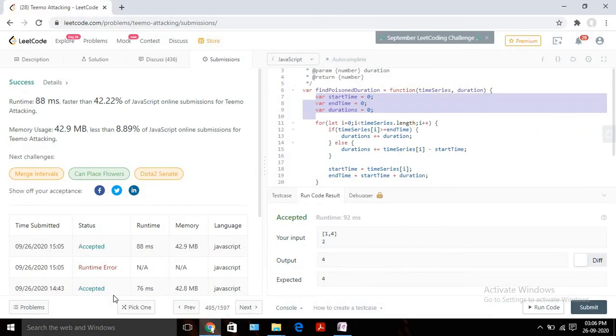In terms of time complexity, obviously we are running one for loop, so time complexity will be order of n, or linear time, because we are going through each and every timestamp. In terms of space complexity, I think it will be order of 1, since we are using 3 variables only and it's not dependent on our input size. If my input size is 100, I am going to use these 3 variables, and if my input size is 1, I am also going to use these 3 variables only. So the space complexity will be order of 1.